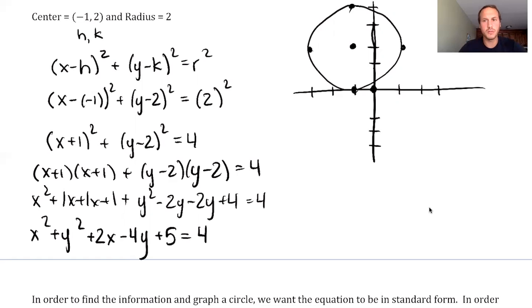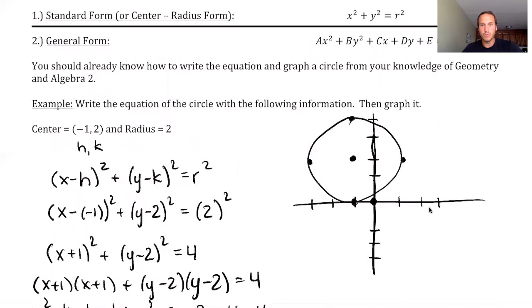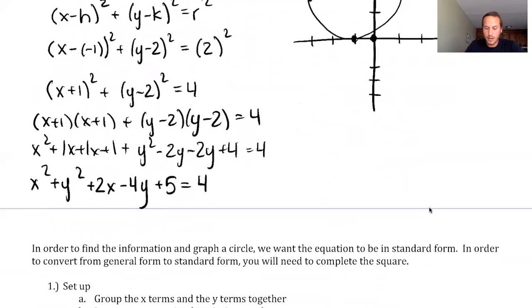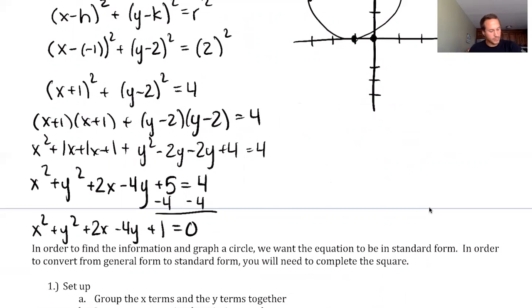Now, what did we say? Is general form equal to some number? No, it's equal to 0. So since it's equal to 0, I want to make sure that I get there. Now, how would I do that? Well, I subtract 4 on both sides. And my final answer here would be x squared plus y squared plus 2x minus 4y plus 1 is equal to 0. Okay? So from there, that's known as our general form of a circle.